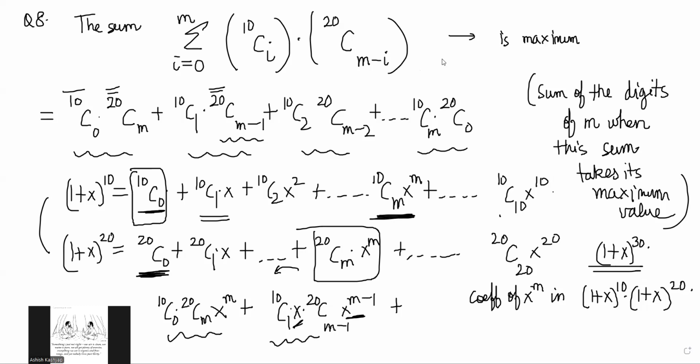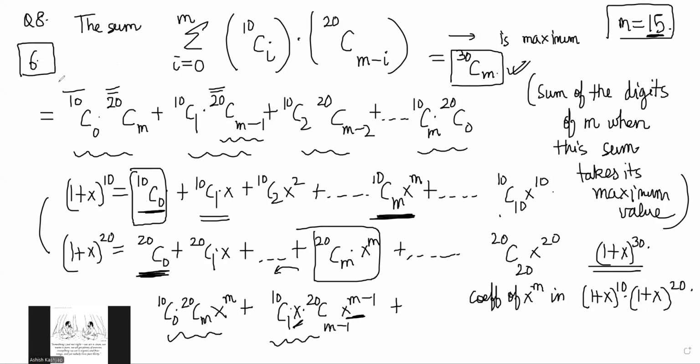So the sum of this series is 30Cm, and now we have to think about when this is going to be maximum. 30Cm will be maximum when m is the middle term, m should be 15. That is when 30Cm becomes maximum. And the sum of digits of m in that case is 1 + 5 = 6. So our answer is 6. The sum of digits of m should be 6 so that this series is maximized, right? Okay, so that's the solution for this one.